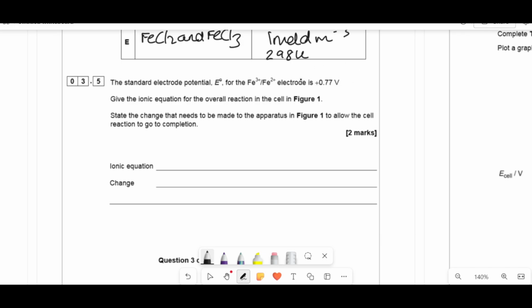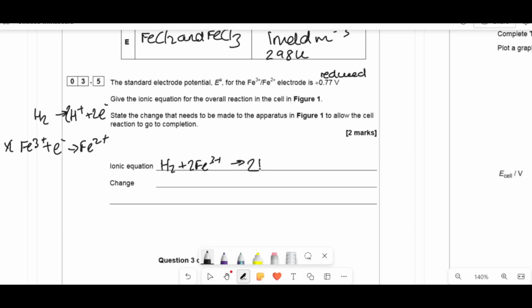So if this is more positive than the other one, that means that this is going to be reduced and the other hydrogen electrode is going to be oxidized. So what you end up having is H2 becomes 2H+ and 2e-, and then your Fe3+ plus e- will become Fe2+. Then we need to times this by 2, and then we can combine the two of them together. So what you end up having is H2 plus 2Fe3+ goes to 2H+ plus 2Fe2+.